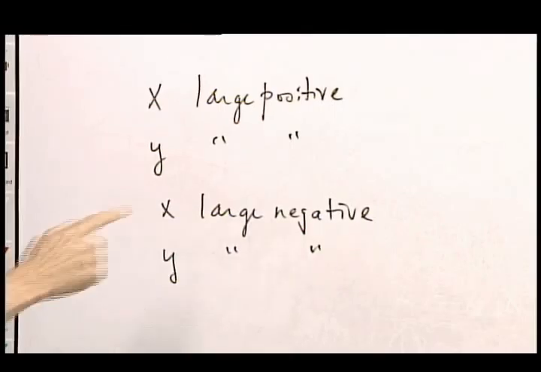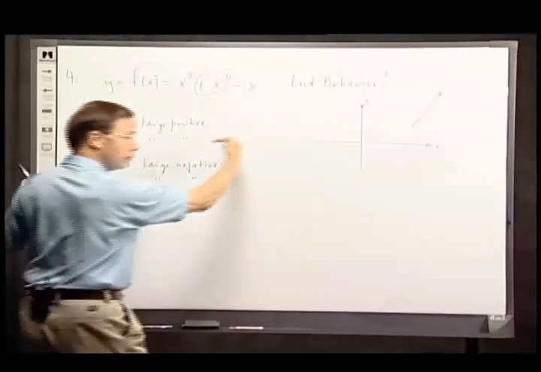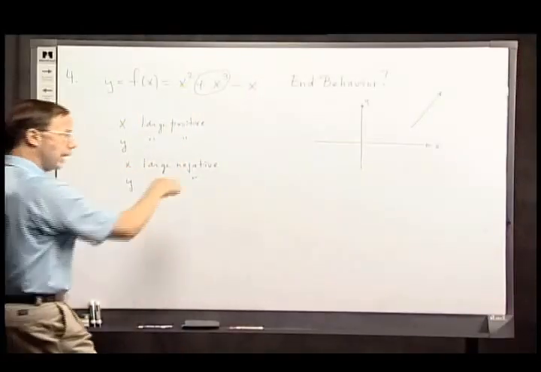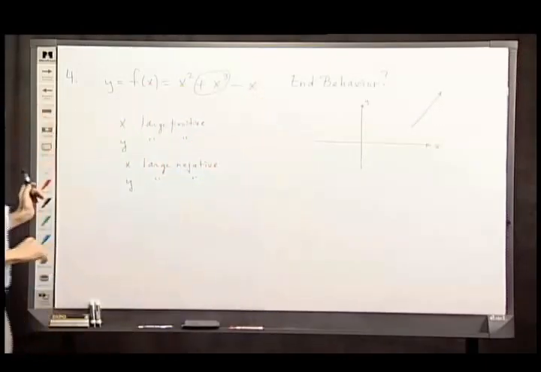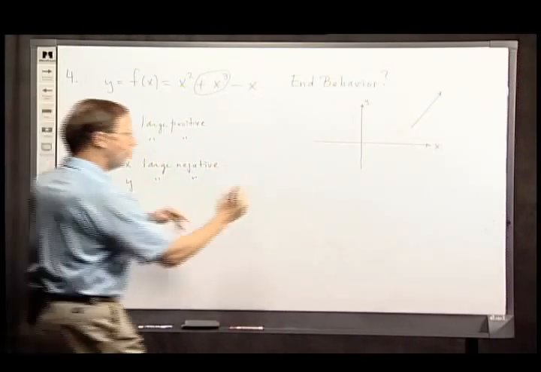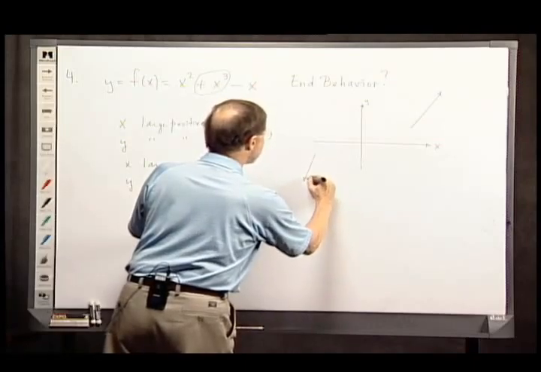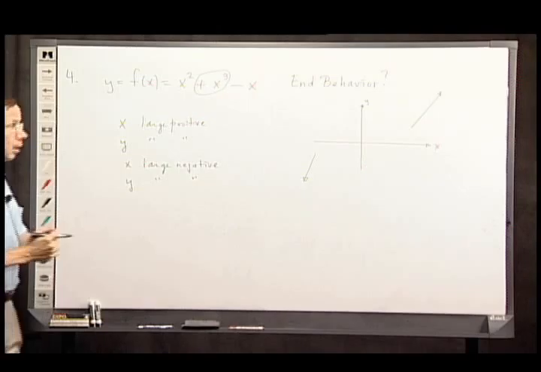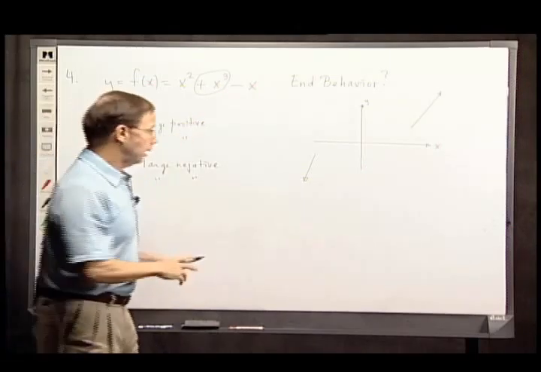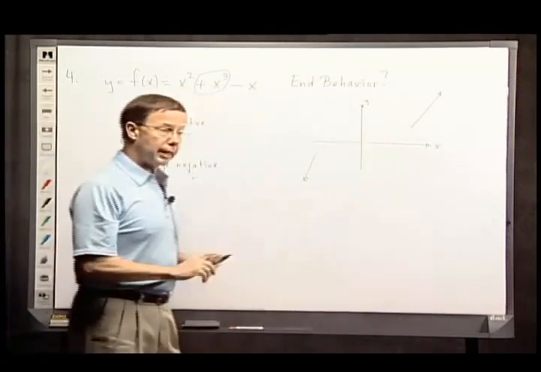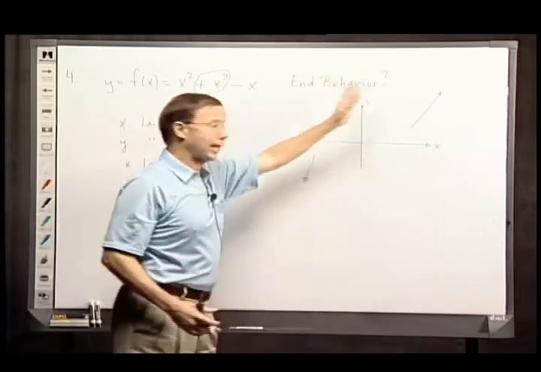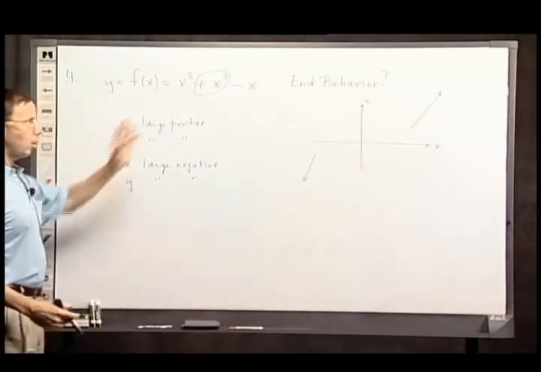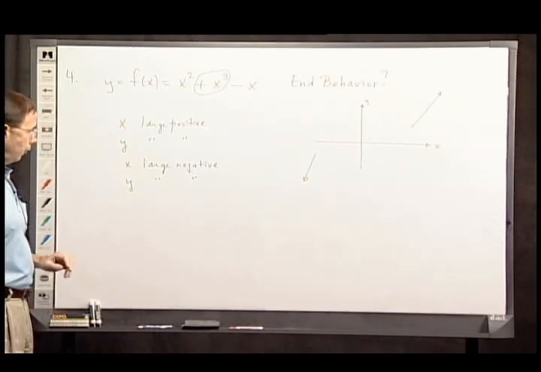What do those mean? Large negative x's means I'm traveling out this way. Large negative y's means I'm traveling down this way. So symbolically, I'm going to represent it as this. Again, if I stood far enough back from my graph, that's the kind of thing I'd see. I'd probably see some wiggling going on in here, but far enough back, it's going to look like that. That's what we're talking about when we mean end behavior.